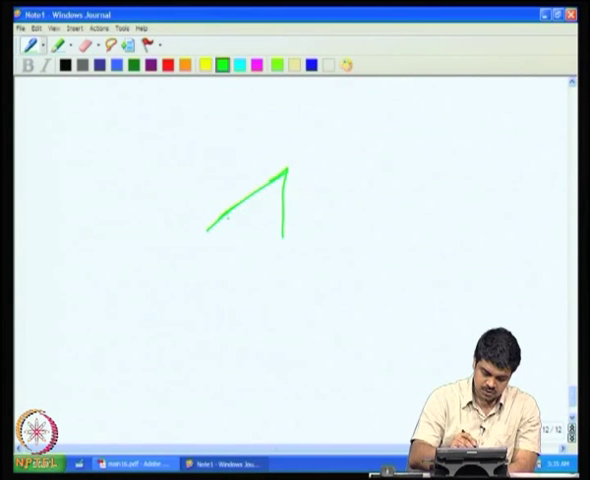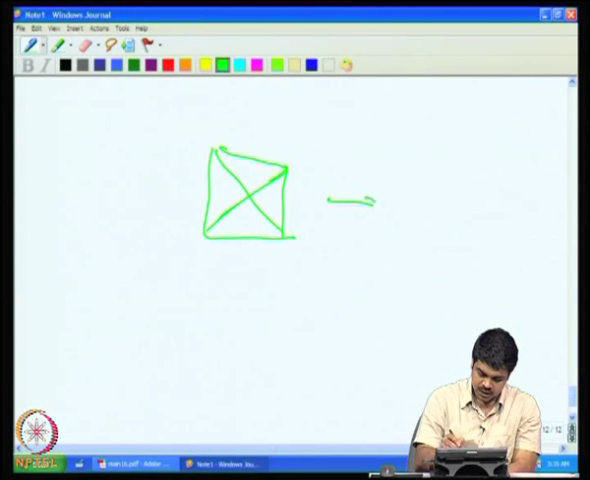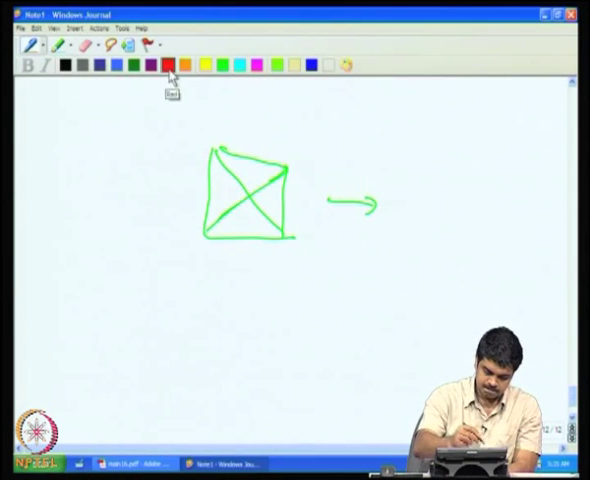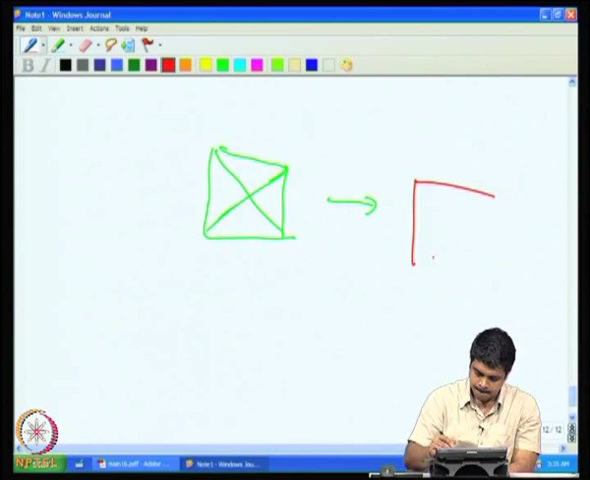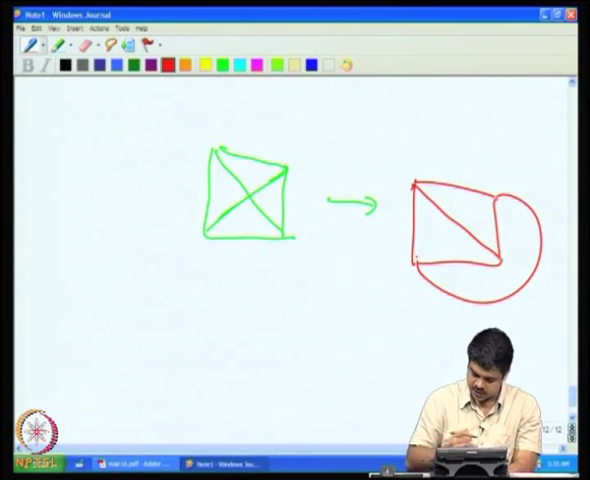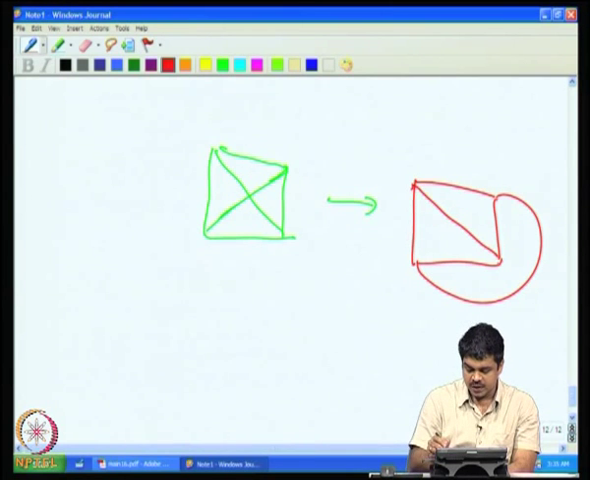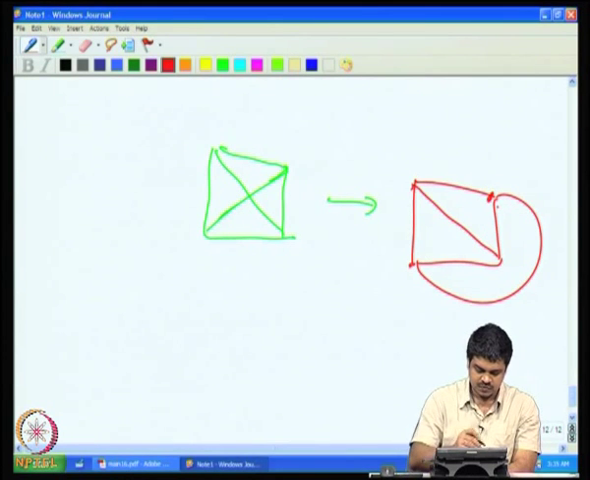We can draw it. So, this is our graph, right. We can draw it like this, it is possible to draw it like this, right. So, now no 2 edges are crossing each other, no 2 edges are intersecting with each other other than at the end points, right.